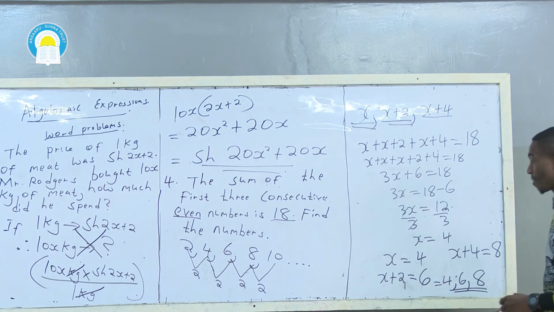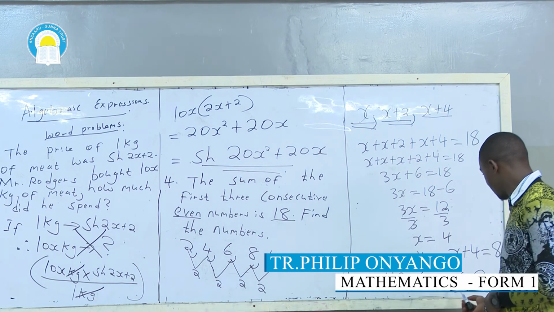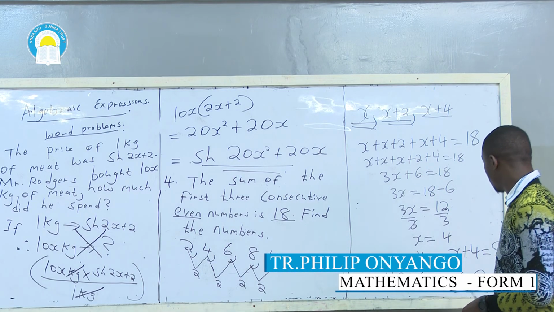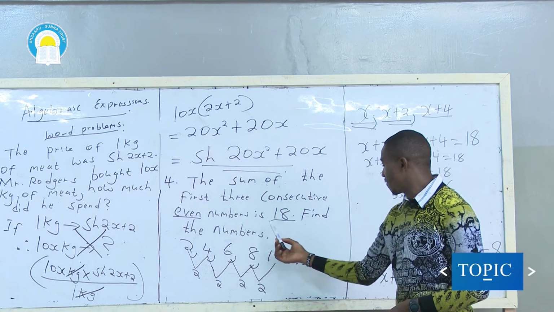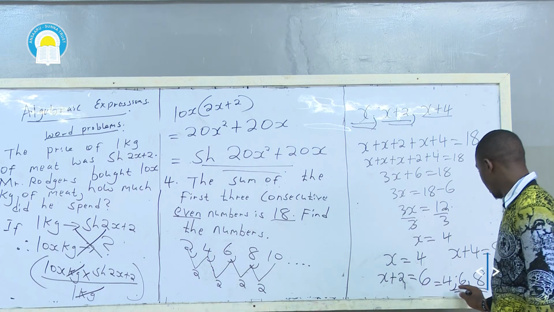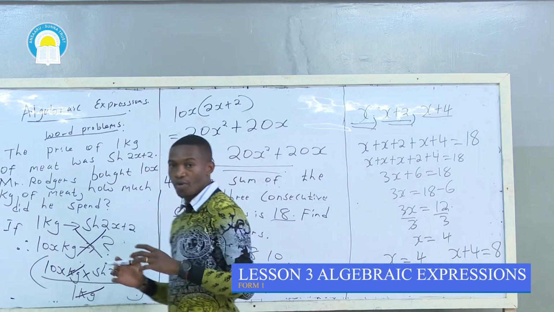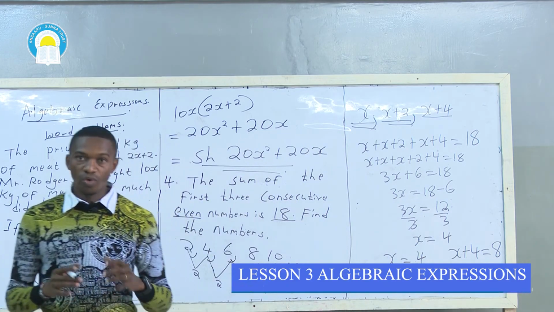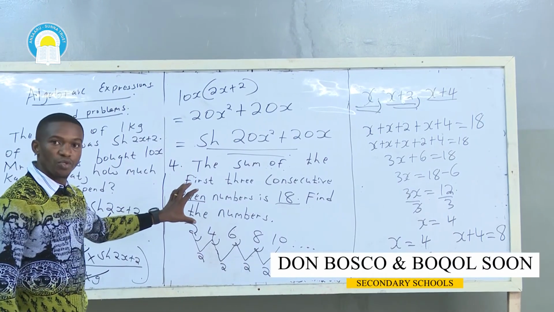But for you to confirm if you are right or wrong, you can even add them. 4 plus 6, you get 10. 10 plus 8, you get 18. They were telling you the sum of the first three consecutive even numbers is 18. It therefore means that we are actually right: 4, 6, 8. So this one you must always practice as a student. You will always realize that these are the basic items that you must know.